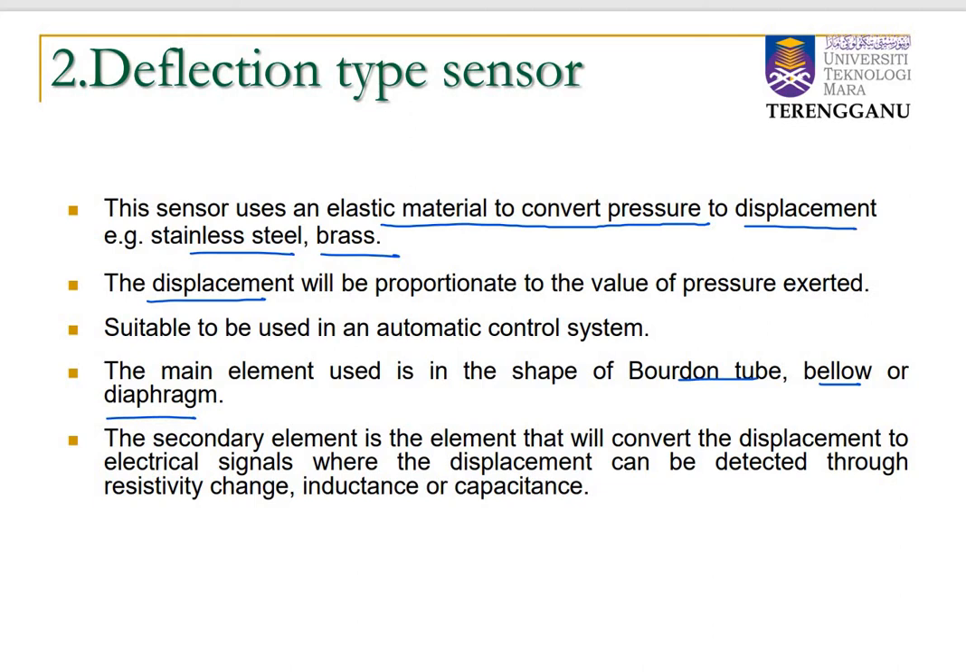The secondary element is the element that will convert the displacement to an electrical signal, where the displacement can be detected through resistivity change, inductance or capacitance. So basically, the displacement of the Bourdon tube or bellows or diaphragm will be converted into the electrical signal first. This displacement can be detected based on the resistivity change, inductance or capacitance.